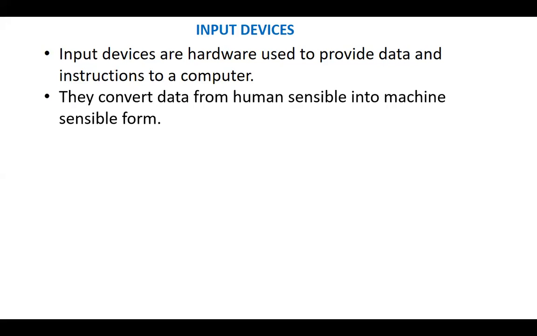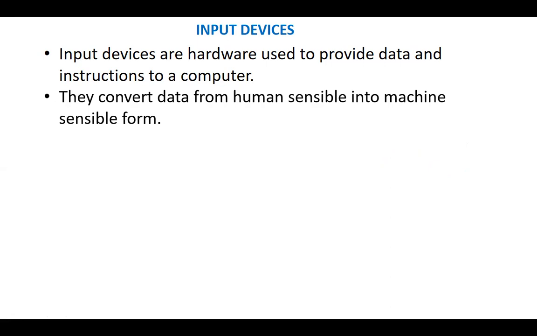And then they convert data from human sensible into machine sensible. So the opposite of this is the output. The output device will convert from machine sensible to human sensible, but input devices will convert from human sensible information into machine sensible. So what you're going to press on the keyboard is letter R, but according to the instructions that have been given to the keyboard, this letter R is written as 100101. That is the computer language, or that is the computer sensible form.